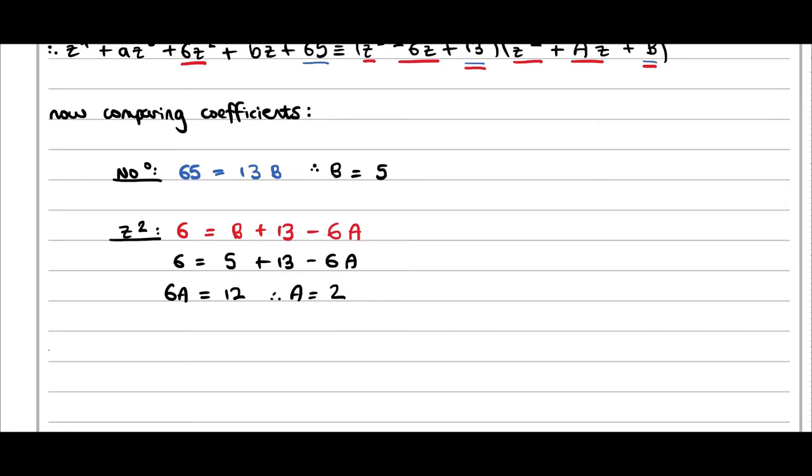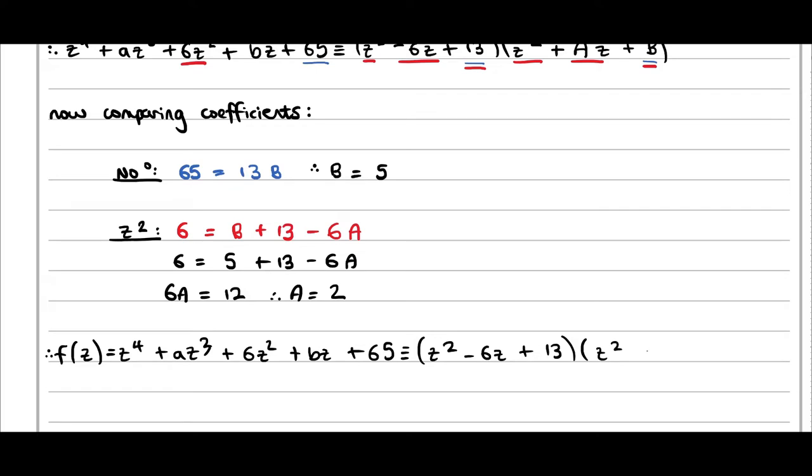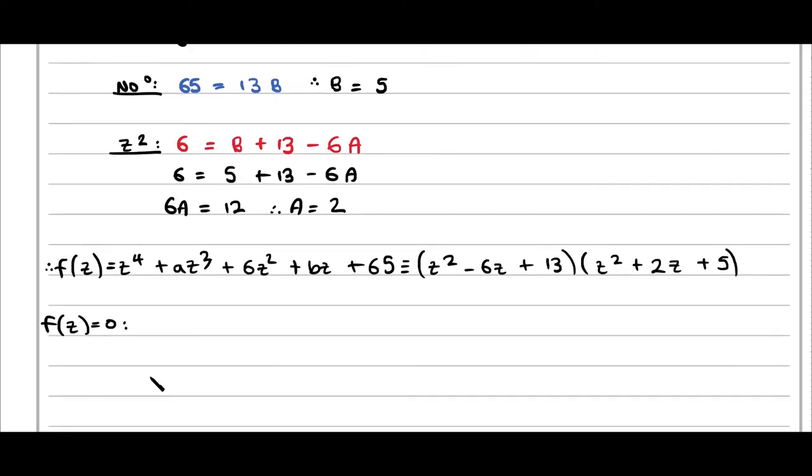And with that being said, we can conclude f of z, which of course is z to the 4 plus az cubed plus 6z squared plus bz plus 65, is equivalent to z squared minus 6z plus 13, lots of z squared plus 2z plus 5. Okay? And with that being said, working out f of z equals 0, we would therefore have over here, if I just underline this, we have this bit, the z squared minus 6z plus 13.